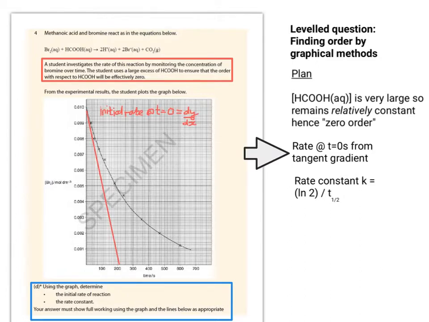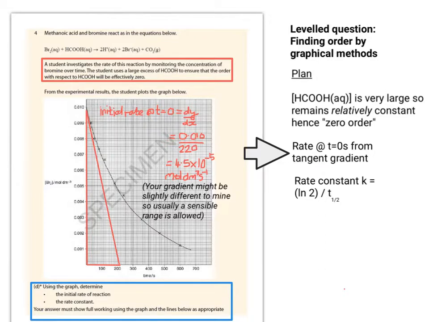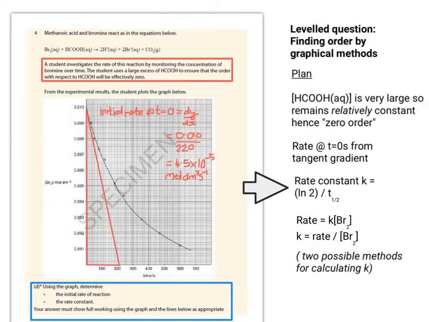So let's start by taking our tangent at time equals 0. So the initial rate, like we said, is going to be dy over dx. So that gives us 4.5 times 10 to the minus 5 moles per decimeter cubed per second, mol dm^-3 s^-1. So obviously your gradient, if you were to try this question out, would be slightly different to mine. So usually a sensible range is allowed to compensate for this. So let's now go on to working out the rate constant.